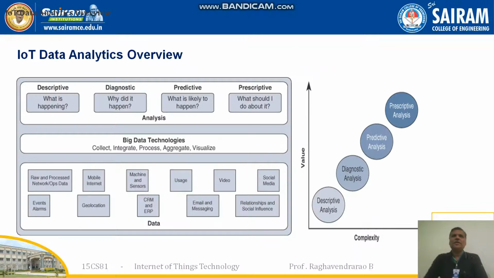Now, how is the data analyzed here? In IoT data analytics, where the information is stored, there are different perspectives. There are three layers given here. You can see descriptive, diagnostic, predictive and prescriptive. These are all the analyses, basically. Another layer is the big data technologies, used to collect the data, integrate it, process it, aggregate it, then visualize it.